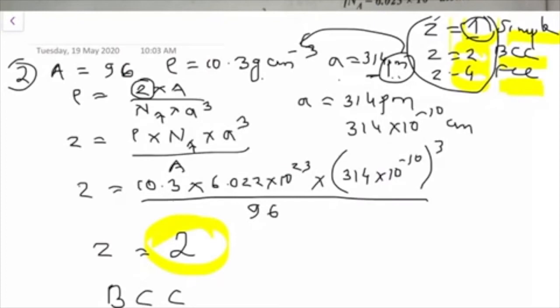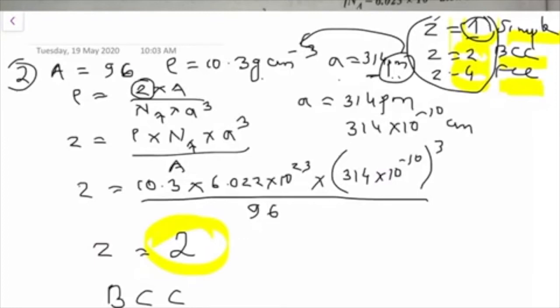Yeah, such a type of very simple base question is always asked. Now instead of saying what is the structure, sometimes they'll say what is the nature of the cubic unit cell. Again you have to find the same Z value, and your Z value must come either 1 or 2 or 4. Nothing other than this.